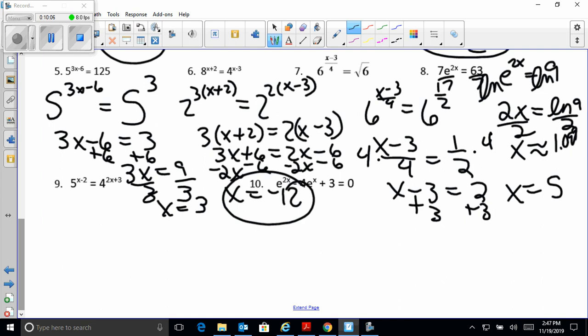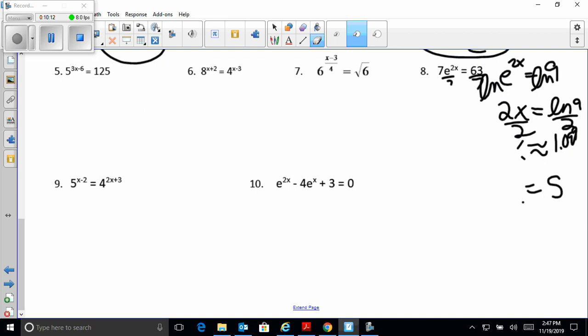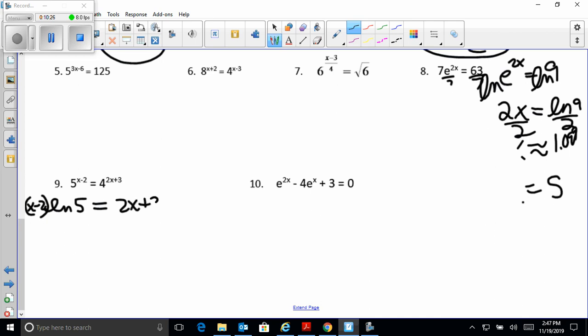Going to do two more, a little bit more complicated. I can't make number 9 have the same base, so I'm going to take the natural log of both of those. So natural log of 5, and the reason why I'm doing that is I can bring this out front, is equal to 2x plus 3 natural log of 4. Remember to take the natural log, you can bring that exponent out front. And now I'm going to distribute that.